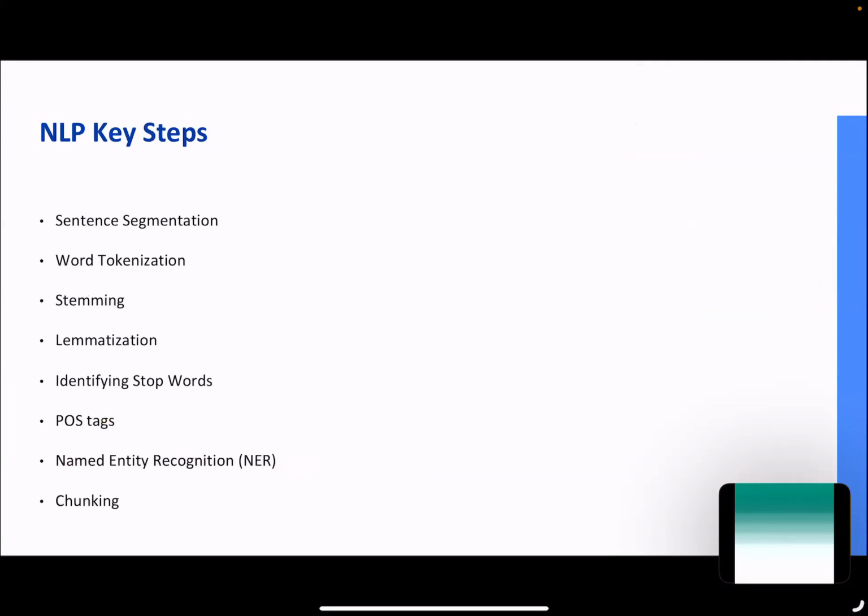So the major steps in NLP are sentence segmentation, word tokenization, stemming, lemmatization, identifying stop words, parts of speech tags, named entity recognition, and chunking. There are no specific steps in NLP, but these are more general, important, and key steps in the NLP process.